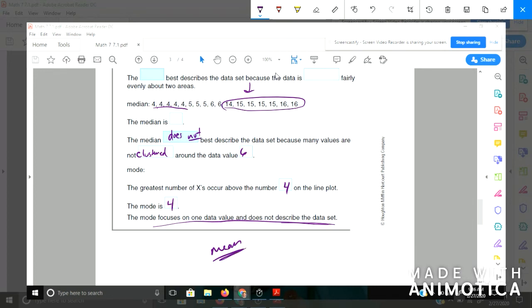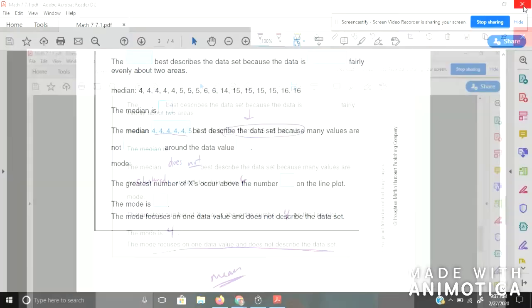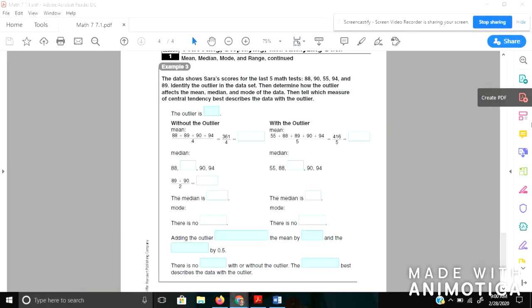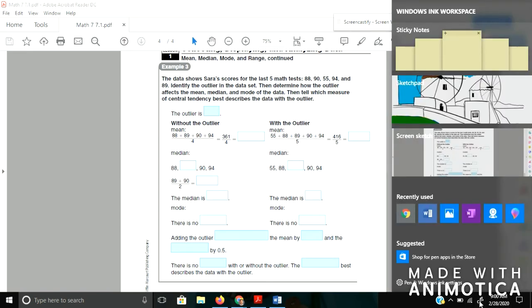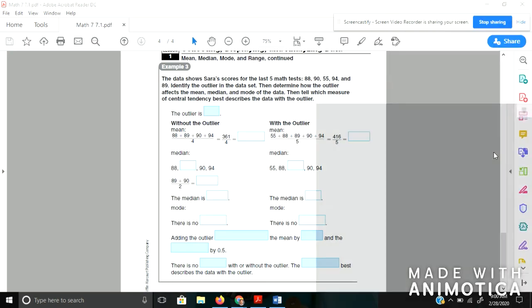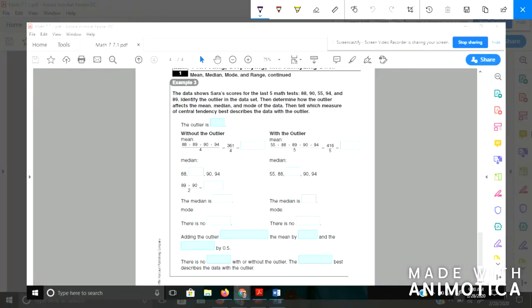All right, we will wrap up with example 3. It says the data shows Sarah's scores for the last 5 math tests. They are 88, 90, 55, 94, and 89. Identify the outlier in the data set.